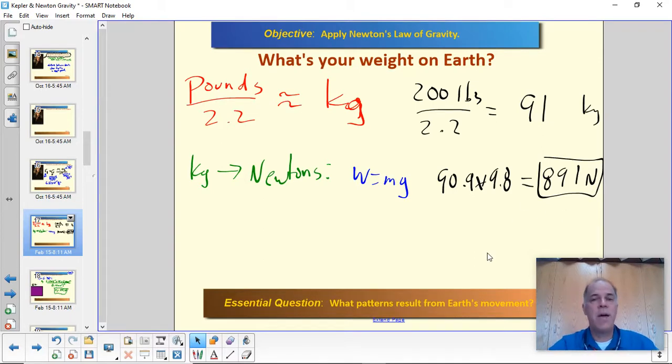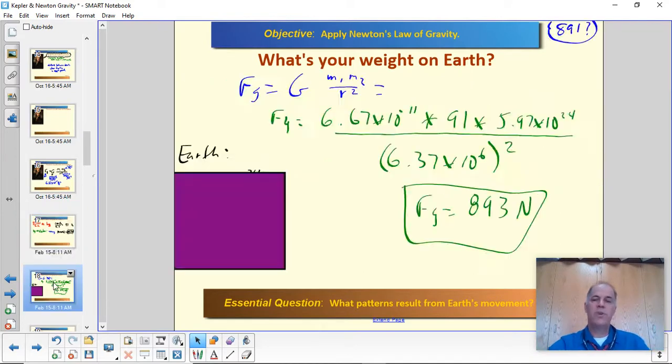Okay, now we're using this number to see if Newton's law of gravity will give us the right answer. So now we use Newton's law of gravity. This is the force of gravity is G times M1, M2 over R squared. So this number here is big G, 6.67 times 10 to the minus 11th. This is my mass in kilograms, 91 kilograms. That's what we figured out before.